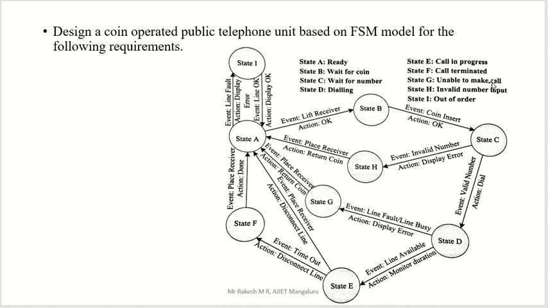Unable to make call because of some problem. Or you may get another one, invalid number input. If the number you are entering is not proper, you will get invalid number input. Another chance is there, out of order. These three, unable to make call, invalid number, or out of order, are the three unsuccessful outcomes. Successful are call in progress and call terminated.